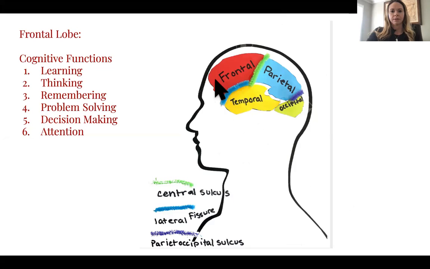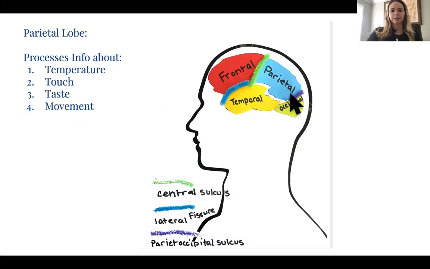So the first lobe is the frontal lobe, the red one. And that is responsible for the cognitive functions, like learning and remembering and decision-making. Next, we have the parietal lobe, which is this blue one. And this one is responsible for processing information about temperature, touch, taste, and movement.